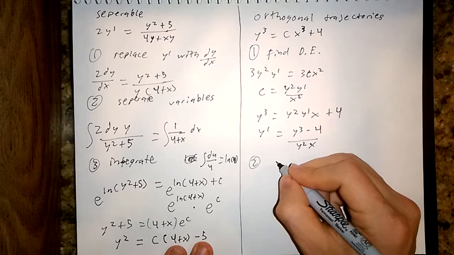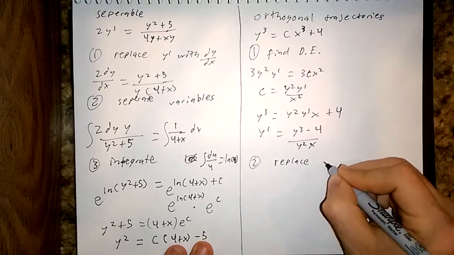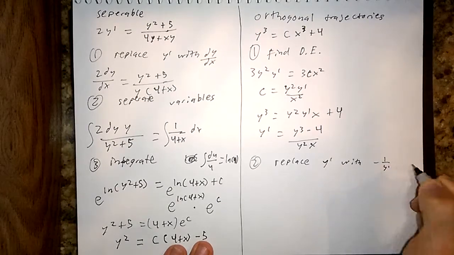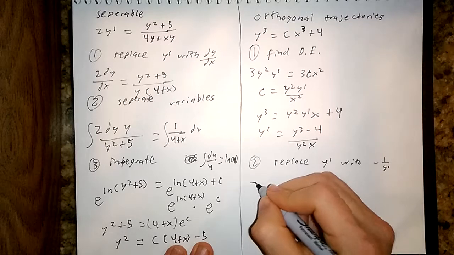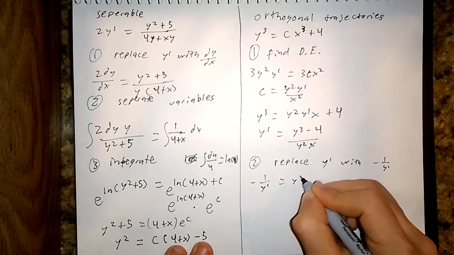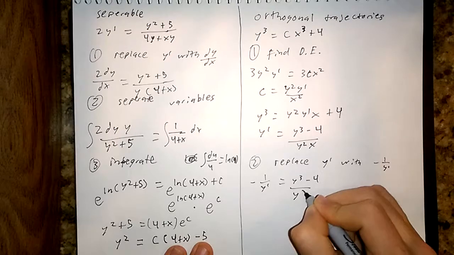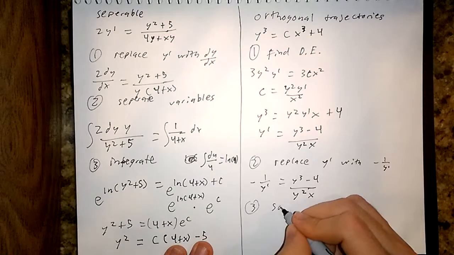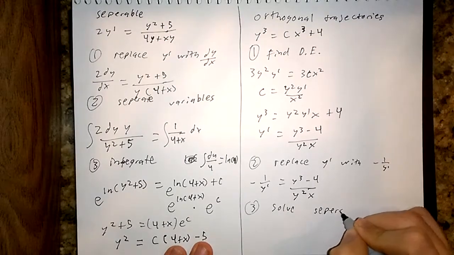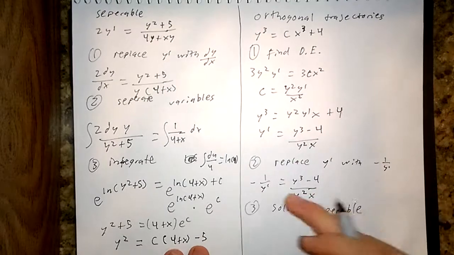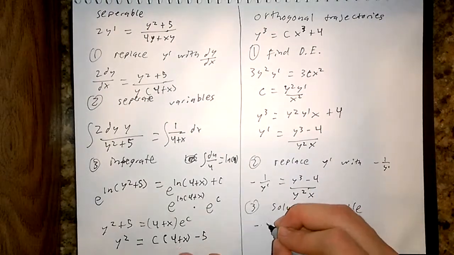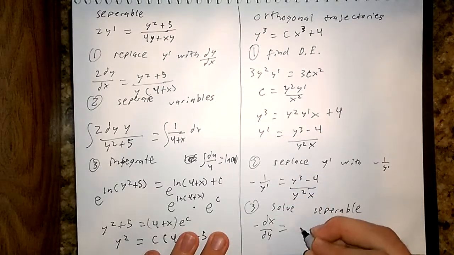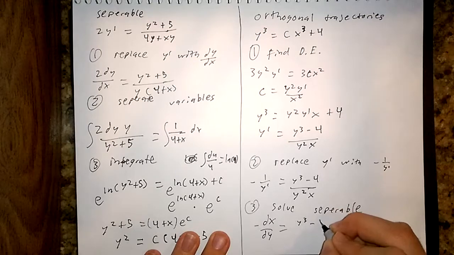So for step 2, we want to replace y prime with negative 1 over y prime. Now, doing this, we're left with negative 1 over y prime equals y cubed minus 4 over y squared x. And now step 3 is just solve separable. Just like we did over here, you're going to do to this. So then we're left with negative dx over dy, because it's 1 over, equals y cubed minus 4 over y squared x.